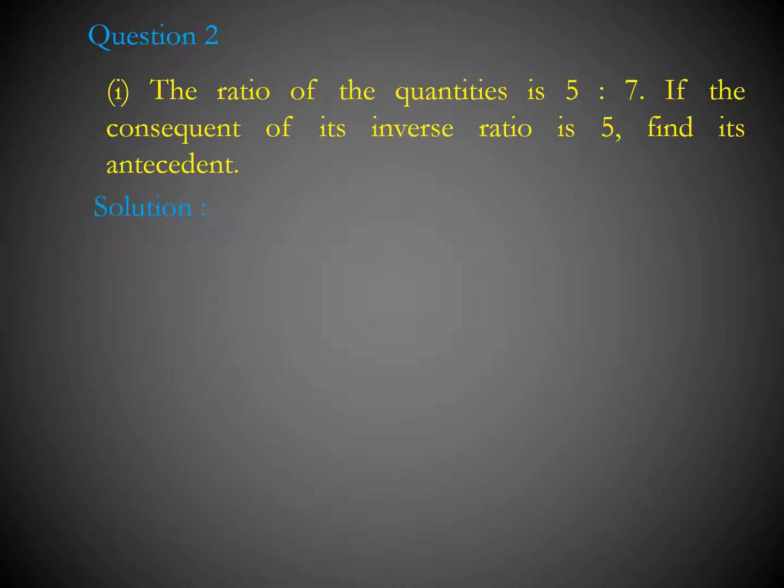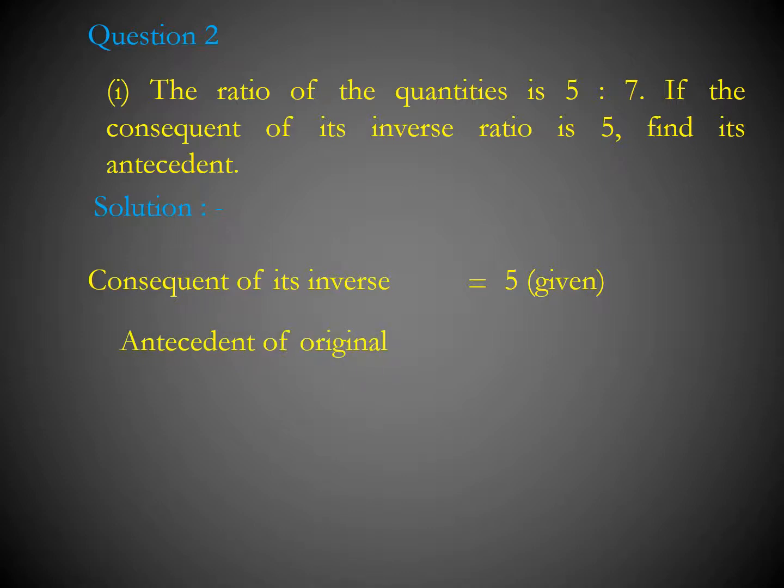So our next question is, the ratio of the quantities is 5:7 and if the consequent of its inverse ratio is 5, find its antecedent. Antecedent means the first term. So what you are given in the question, consequent of its inverse is 5. It means antecedent of original is also 5 because inverse is reciprocal of original. So consequent of inverse means antecedent of original.